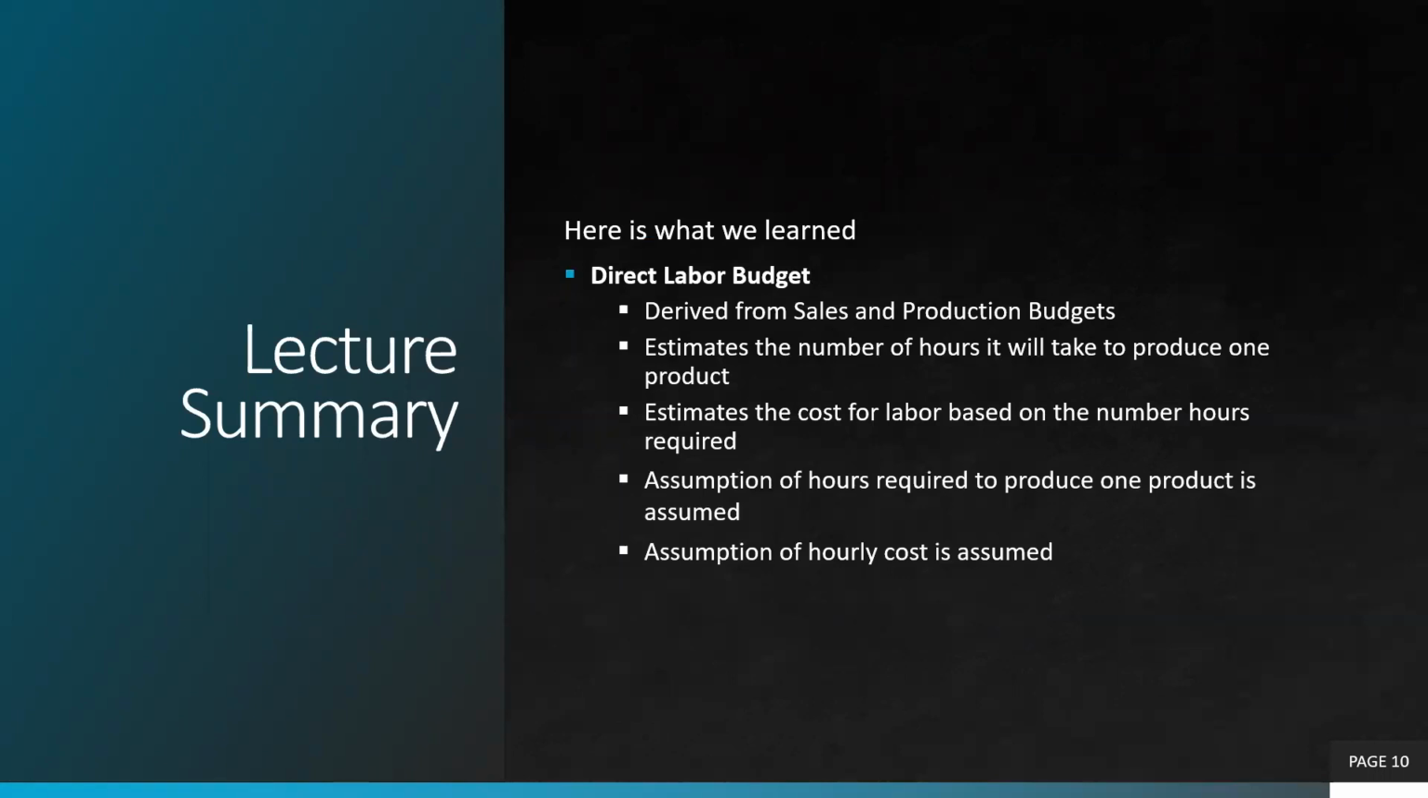So in summary, here's what we've learned: the direct labor budget, just like the material budget, is derived from the sales and production budgets. We've made estimates on the number of hours it will take to produce 1 unit, 1 product. And the estimates for the cost of labor are based on the number of hours required, and we've made an assumption on the number of hours, which can vary depending on the type of product that you make. And the assumption on hourly costs is also an estimate, and again, that could be based on historical information.